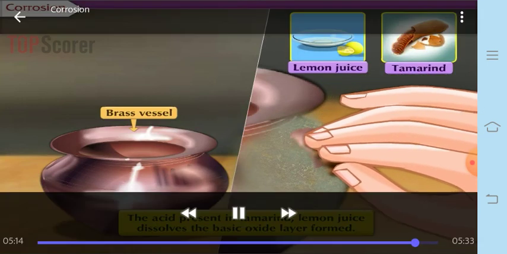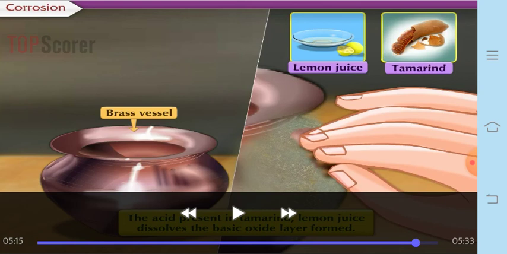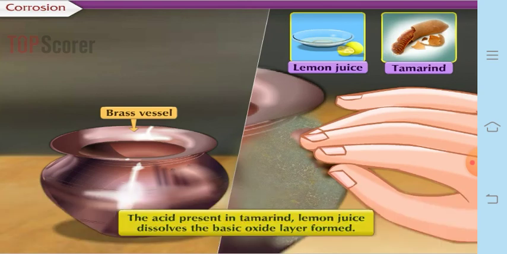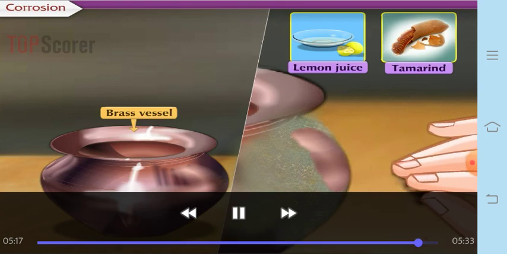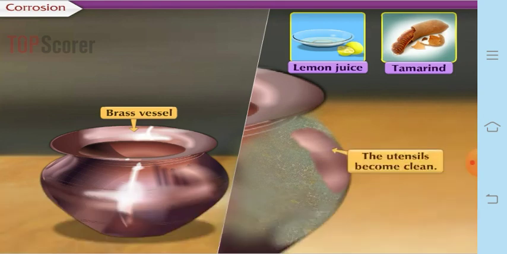They can be cleaned with lemon juice, vinegar, baking soda or tamarind. Lemon juice and tamarind contain citric acid, and this acid can dissolve the basic oxide layer present on the brass vessel or the silver utensils. So it can be removed, and then they become clean and regain their shine after rubbing.